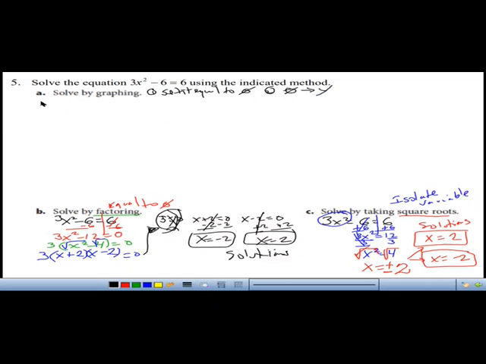So I'm going to write my equation 3x squared minus 6 equal to 6. To set it equal to 0, I need to get the 6 to the other side, so I need to subtract 6, subtract 6. We're left with 3x squared minus 12 equal to 0. And the next step, we change the 0 to a y. So this is 3x squared minus 12 equals y. And why? Because we need to make a table.